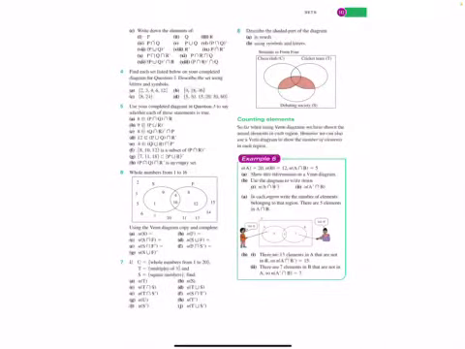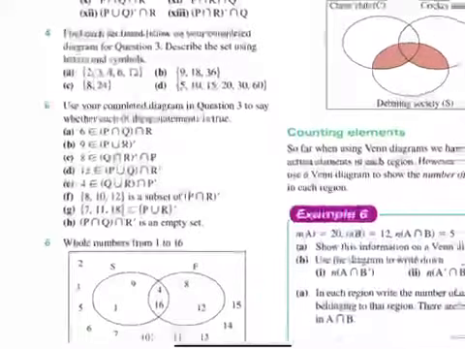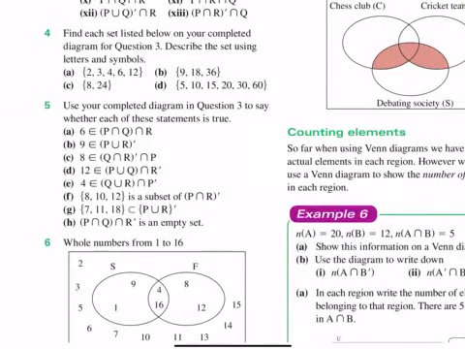True or not true? Yes, yes, yes. True or not true? A is true. It is true. No, that symbol means is a member of. So it belongs in that area. Member of, yes.